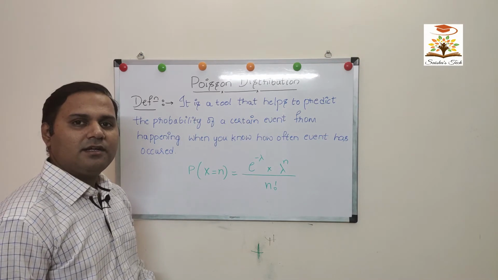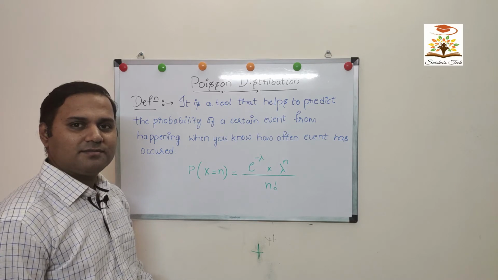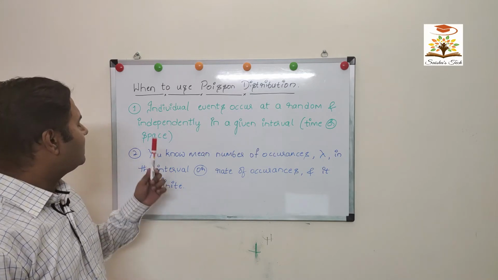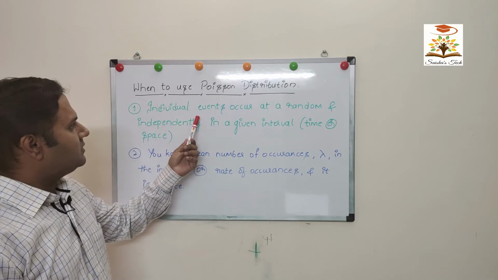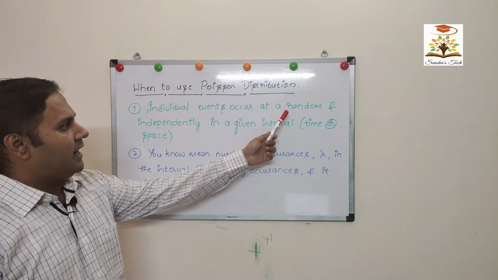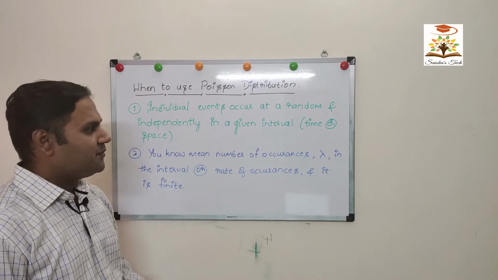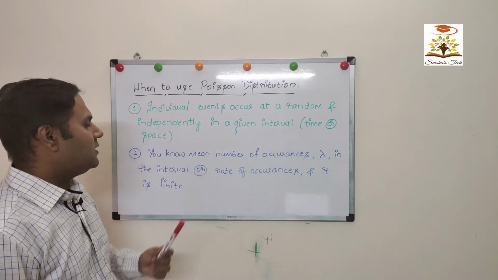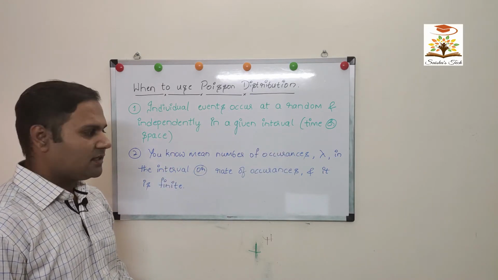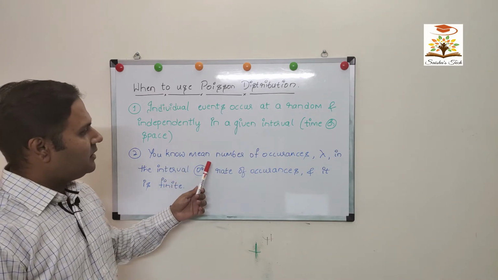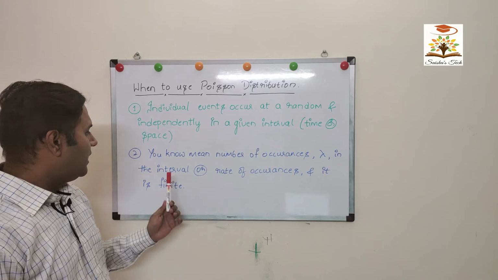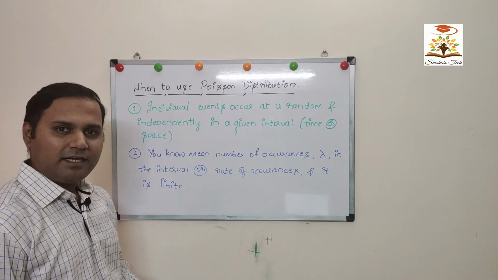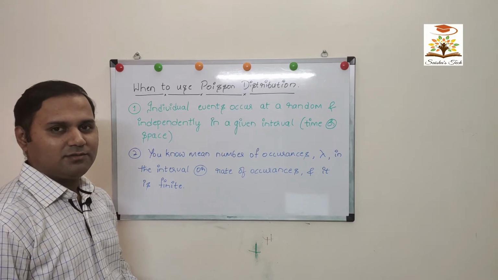Now let us understand when to use Poisson's distribution. We can use Poisson's distribution in two cases. The first case is if the individual events occur at random and independently in a given interval. This interval might be a time or a space. In the second case, if we know the mean number of occurrences in the interval, that is the rate of occurrence in a finite interval, then we can use Poisson distribution.